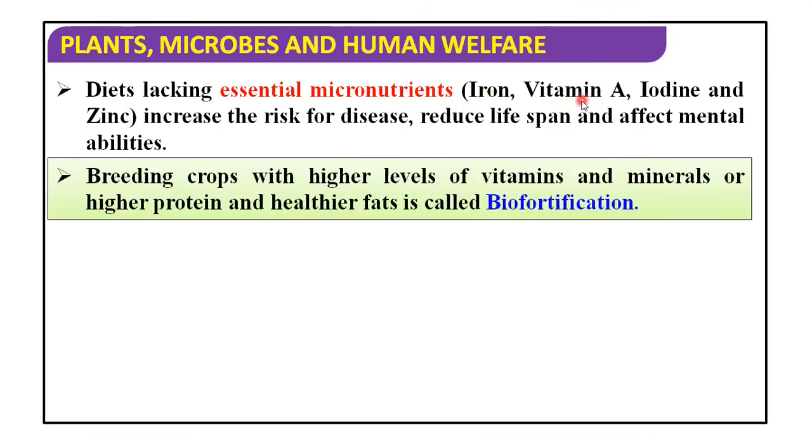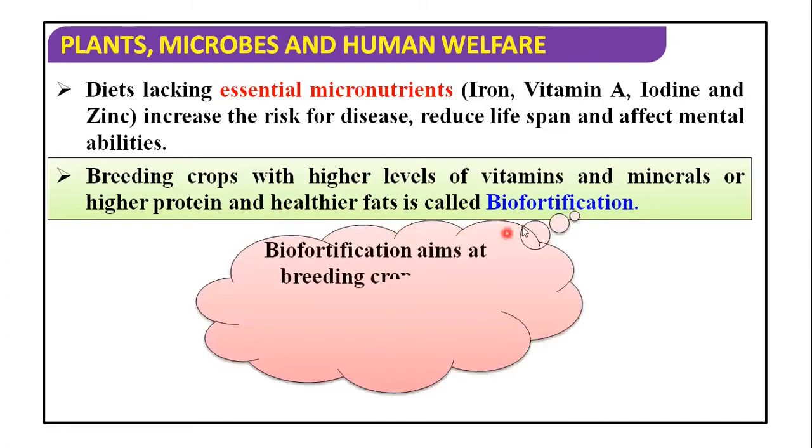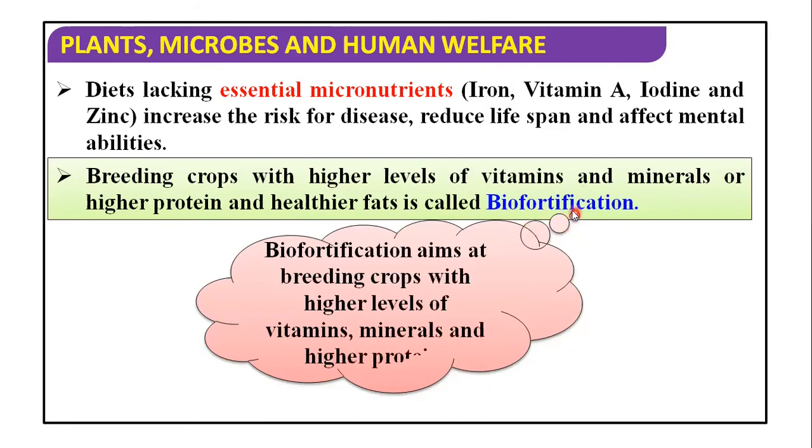That is iron, vitamin A, iodine, zinc. Their lack increases the risk of disease, reduces the lifespan and affects the mental abilities also. Breeding crops with higher levels of vitamins and minerals or higher protein and healthier fats is known as biofortification. So we want the plant which includes all these characteristics, which can give us vitamins, minerals, higher protein and healthier fats also, to complete the biofortification.